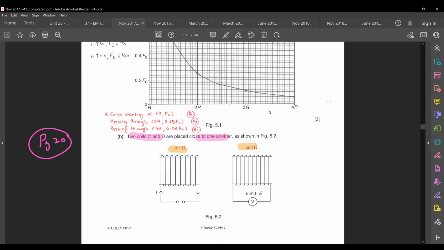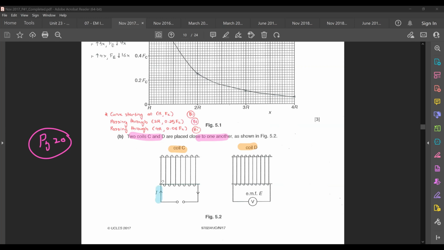So notice that coil C has current flowing through it. It's flowing through the coil. And then after that, you also have another coil D here. Coil D has no current flowing through it, but it has a voltmeter attached to it.